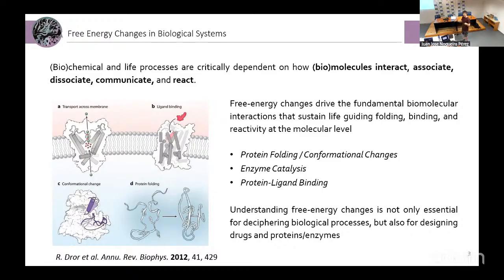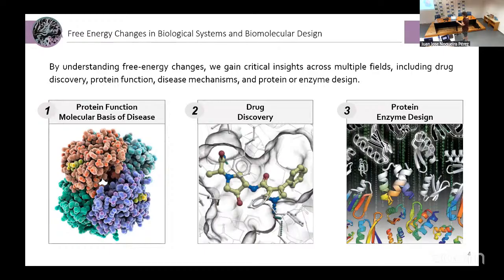So it's really interesting to have methods or ways to characterize these free energy changes. So this is not only important, let's say, for biology itself, but if we want to understand protein function or molecular basis of disease, free energy calculations will be important. If we want to apply or design new drugs, also the concept of free energy will be important. And as you are going to see at the end of this talk, this will also be important when we are trying to design a protein or an enzyme. Okay, so the idea is to show you how we can use these methods in order to do these kind of things.